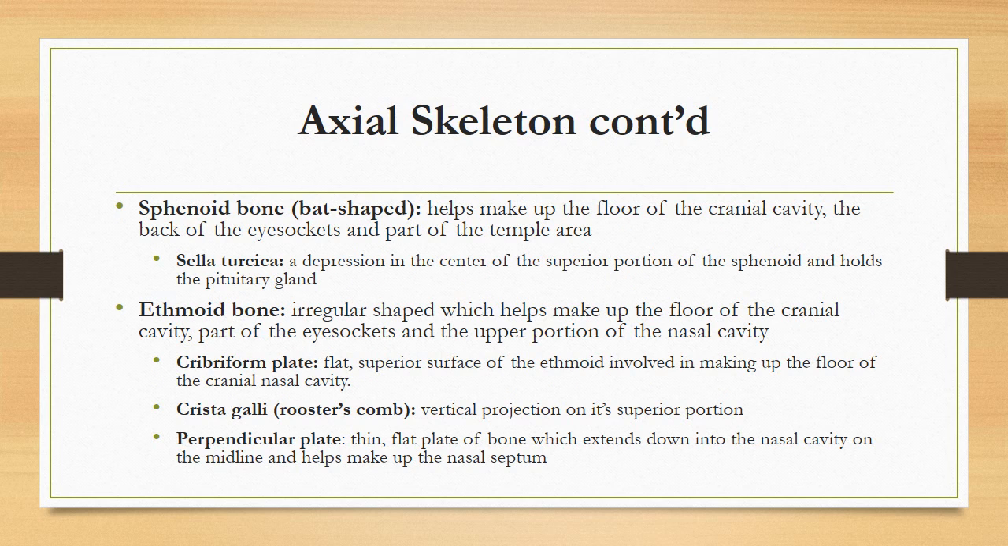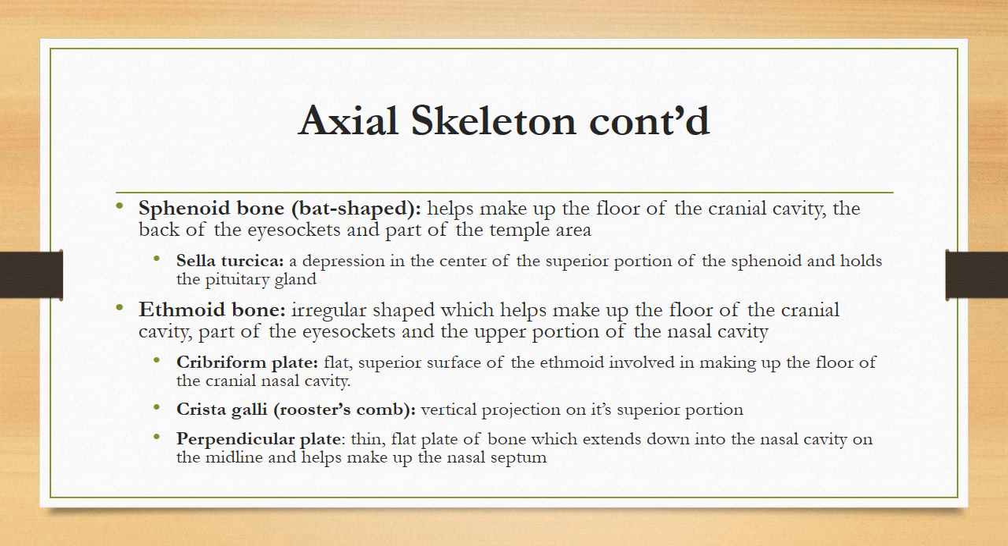Now we'll talk about the sphenoid bone. And it is bat-shaped, so a way to remember it, it is bat-shaped. It looks just like a bat. And it helps make up the floor of the cranial cavity, the back of the eye sockets, and part of the temple area. And it includes the sella turcica. I may pronounce that incorrectly, but I am trying. And it's a depression in the center of the superior portion of the sphenoid and holds the pituitary gland.